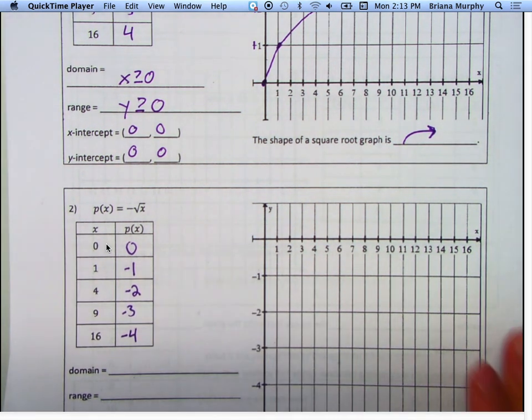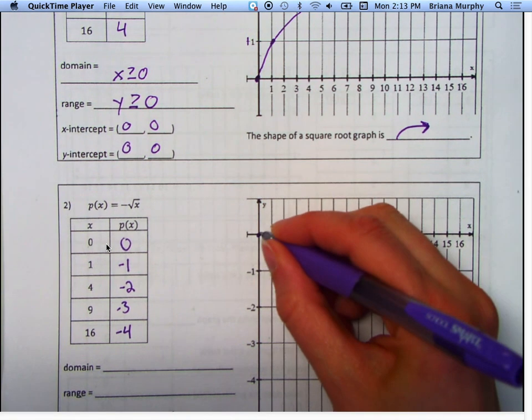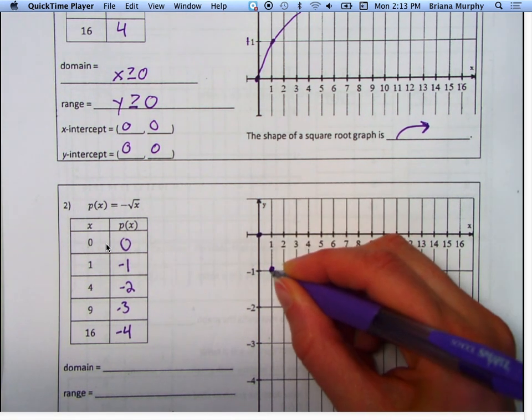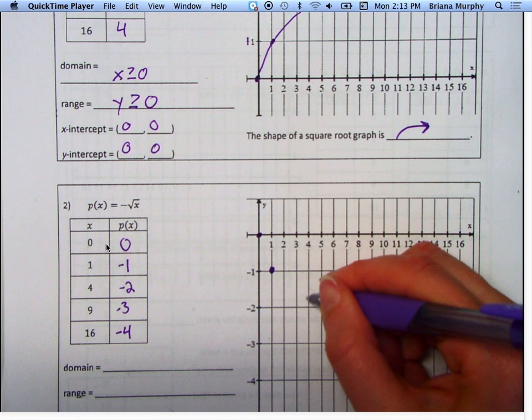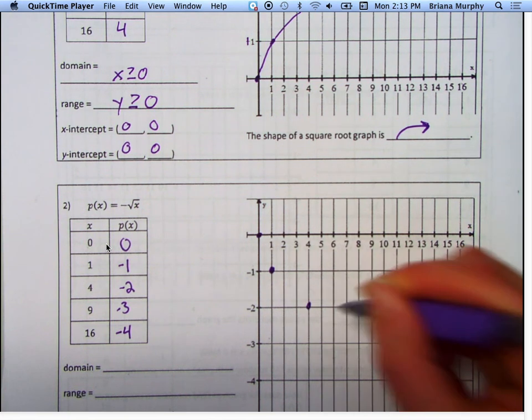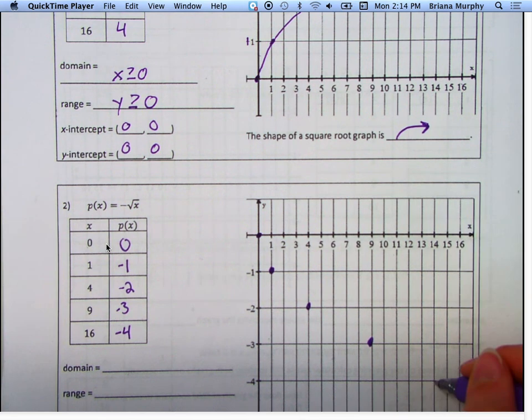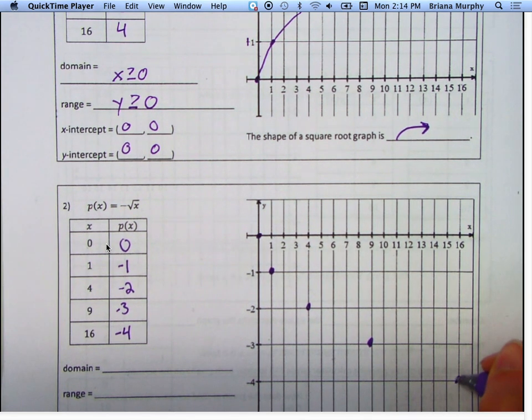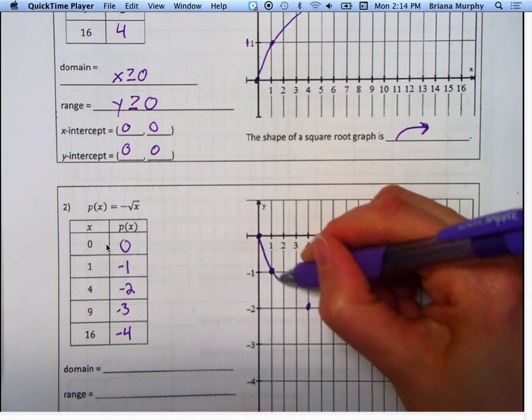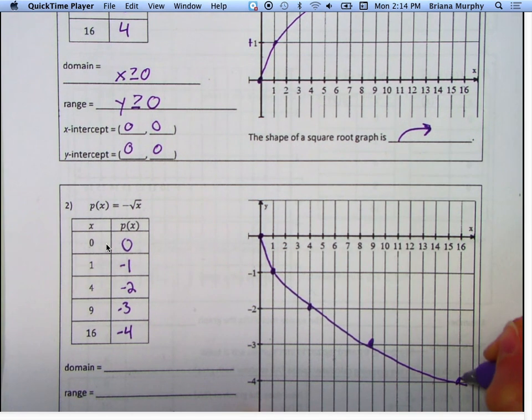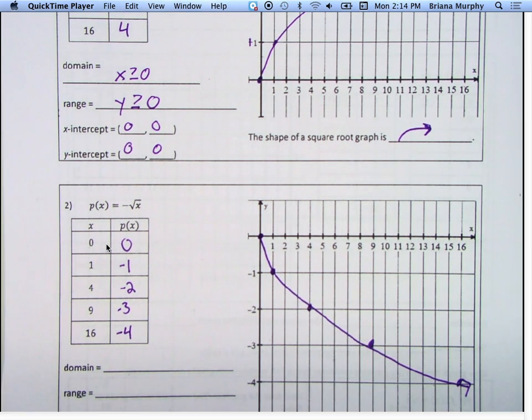Okay. So let's plot those points. We've got 0, 0, 1, negative 1, 4, negative 2, 9, negative 3, 16, negative 4. So we're going. So domain x is this. Okay, I would like you guys right now to try to say what your domain and range is.